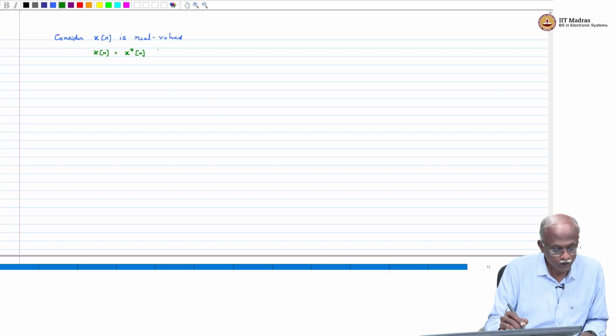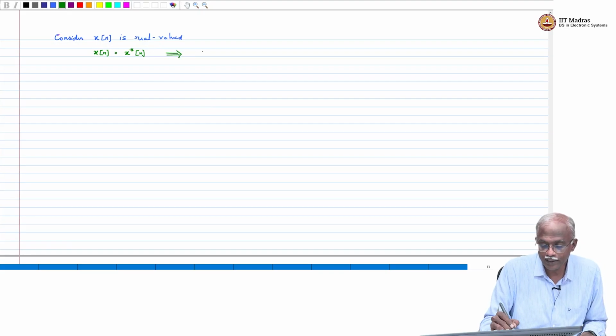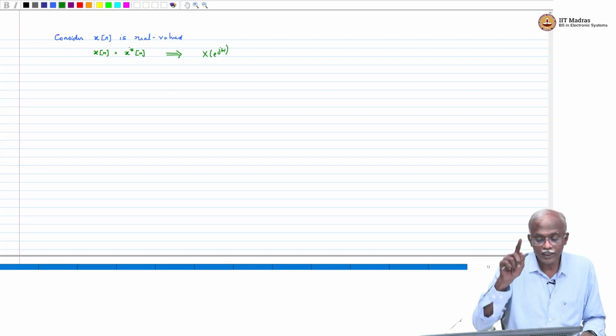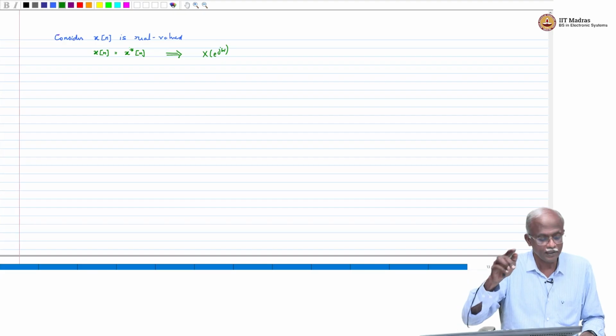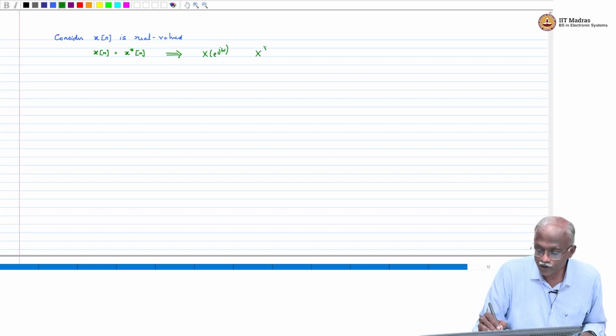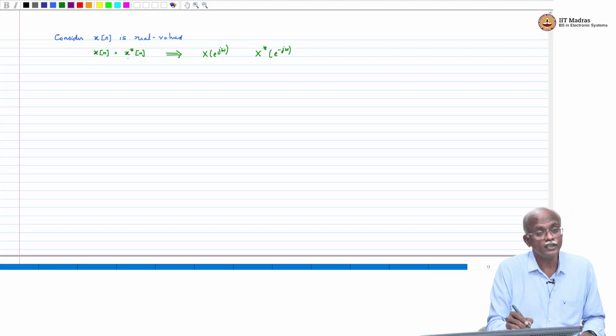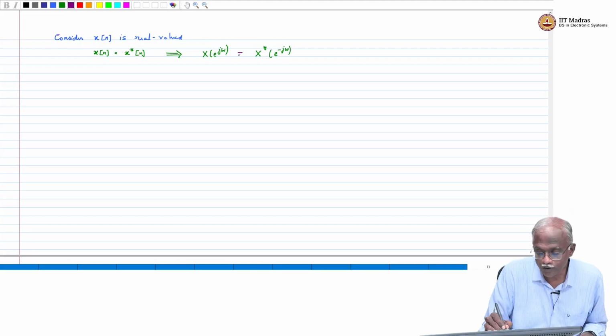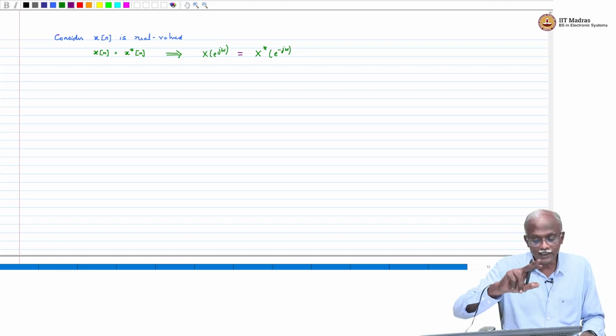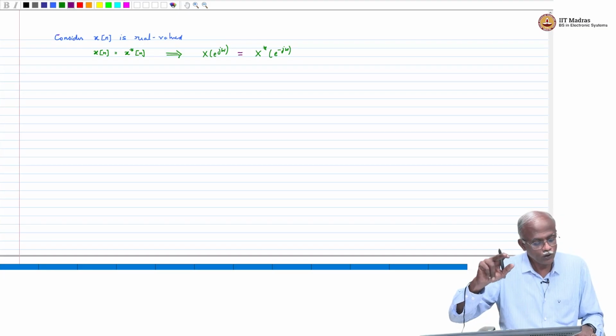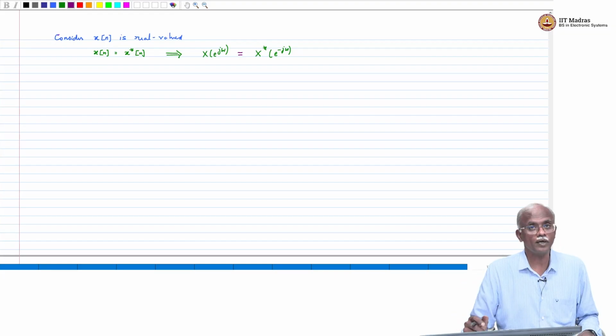Am I right? So this automatically implies, what is the discrete time Fourier transform of x of n? It is X e of j omega. What is the discrete time Fourier transform of x conjugate of n? It is X conjugate e of minus j omega. And because these two sequences are equal in the time domain, the corresponding Fourier transforms also have to be equal. So X e of j omega is equal to X conjugate e of minus j omega.